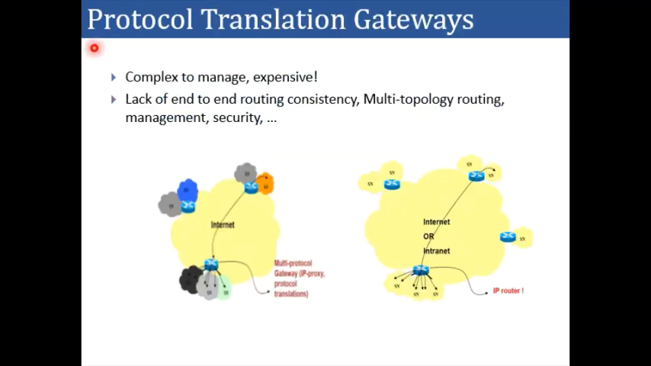Now, what is the current status? If we are not utilizing 6LoWPAN, we have to utilize protocol translation gateways, which are very complex to manage, and it lacks end-to-end routing consistency, multi-topology routing, and has management and security challenges. So what is protocol translation?